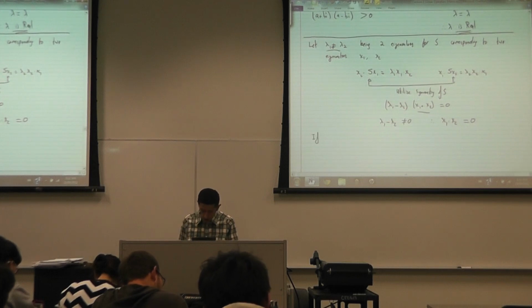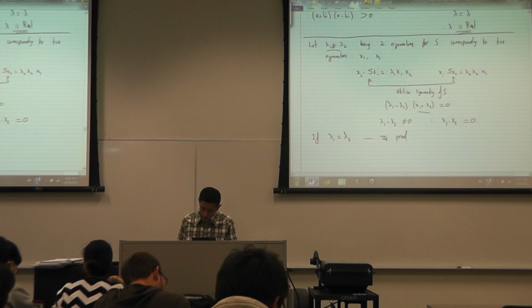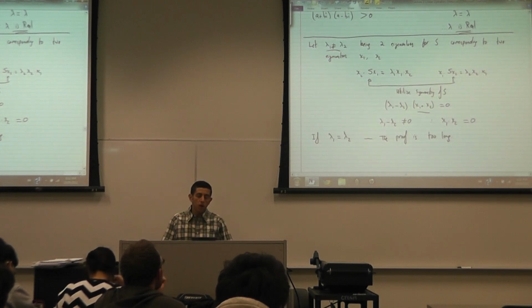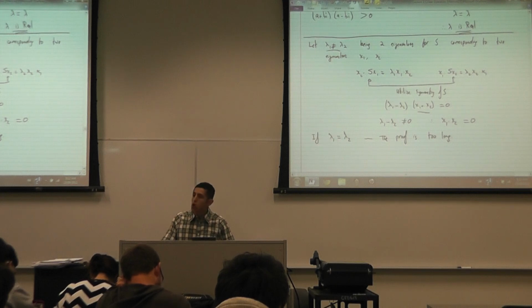If lambda 1 is equal to lambda 2, the proof is too long. But you have to believe me that there are two vectors that are perpendicular to each other that are associated with lambda 1 and lambda 2.